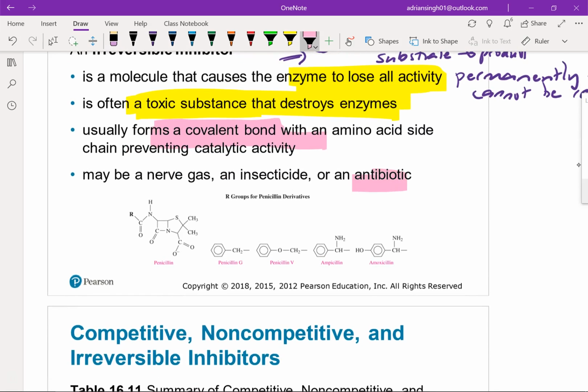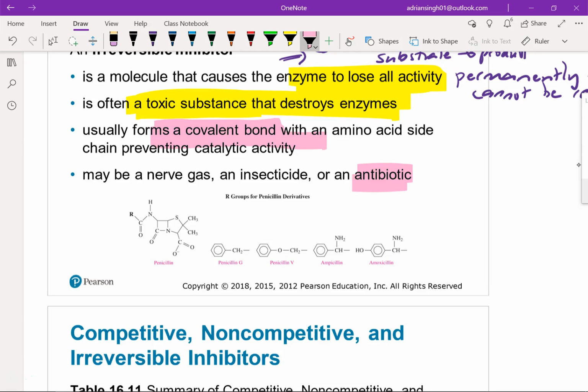For instance, your antibiotics that you would take to fight off a bacterial infection. The way that they work is they actually permanently deactivate the enzymes that you would find in your bacteria. And humans don't have bacterial enzymes, so it doesn't affect us, but it does affect the bacteria. So that's the idea behind those types of inhibitors.